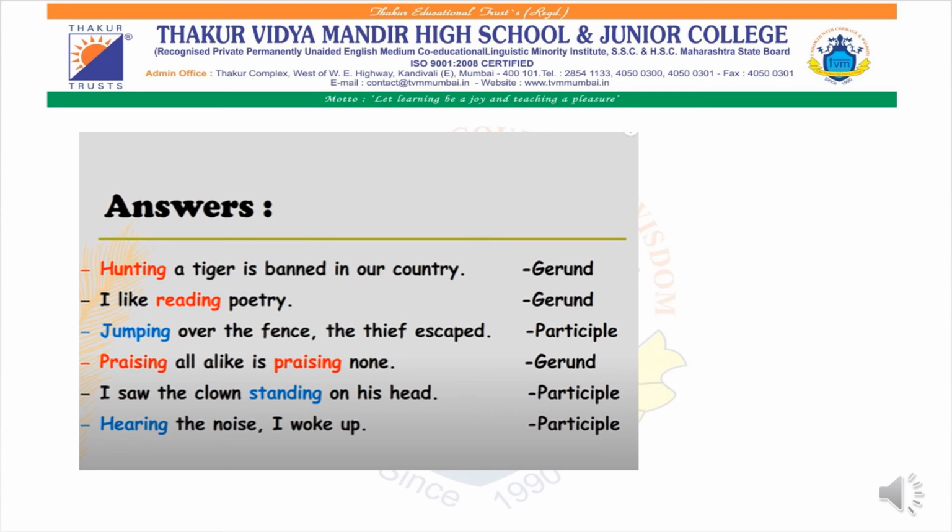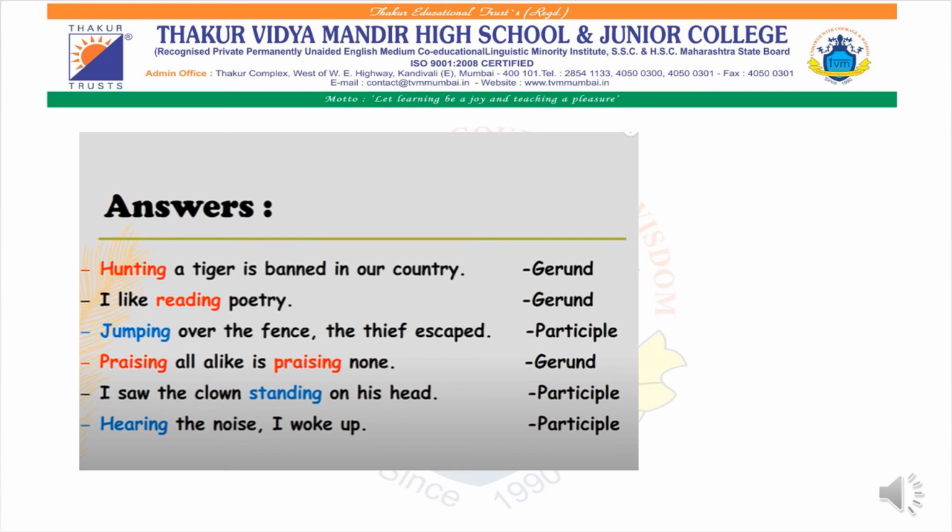Jumping over the fence, the thief escaped. Now this is very easy to identify. In this sentence, we see some ongoing action taking place. Okay, the thief escaped because he jumped over the fence. We see that in that particular sentence, there is some action taking place, and therefore that particular sentence is a participle.